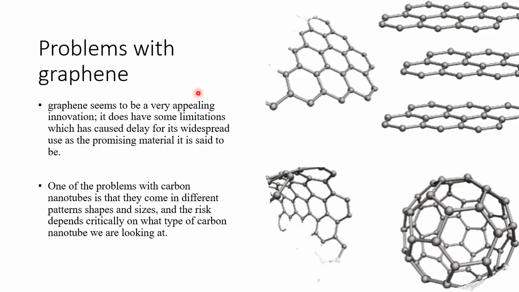Alright, this is the limitations in the proposal implementation for graphene. Problems with graphene. Although graphene seems to be a very appealing innovation, it does have some limitations which have caused delay for its widespread use for the promising material it's said to be. One of the problems with carbon nanotubes is that they come in different patterns, shapes, and sizes, and the risk depends critically on what type of carbon nanotube we are looking at.